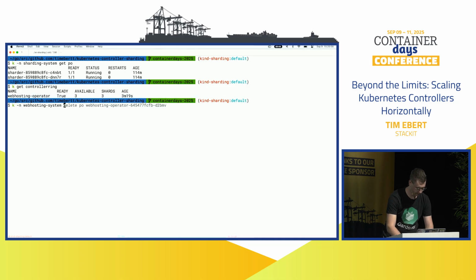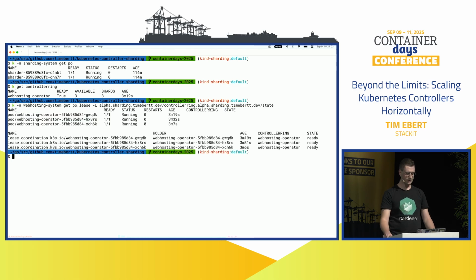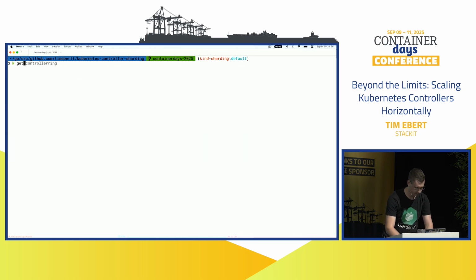We can also verify this by taking a look at the pods and the leases in the web hosting system namespace. Now there are 3 pods and 3 corresponding leases. So every shard created its own shard lease. It references the controller ring by a label, and the sharder recognized that this one is available for sharding. Okay, let's take a look at the controller ring object.